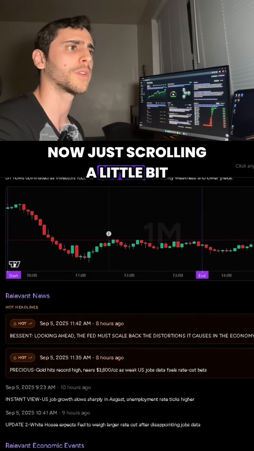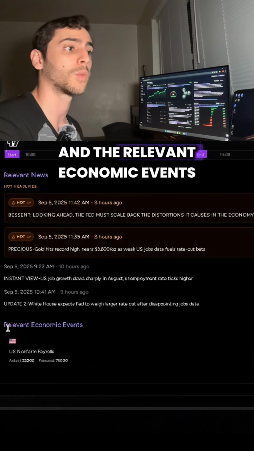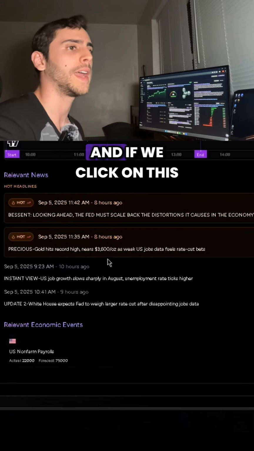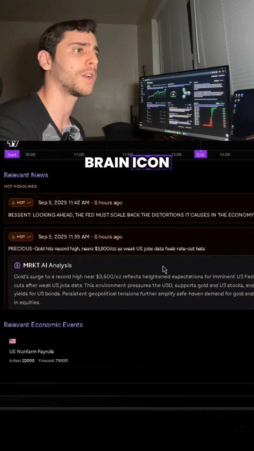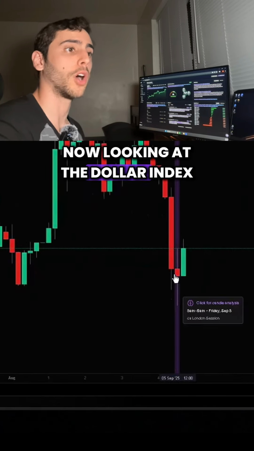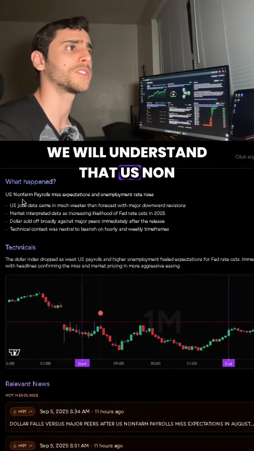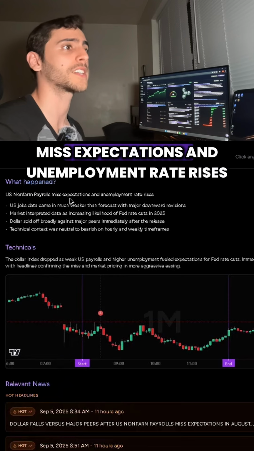Now, just scrolling a little bit more down, we're going to understand the relevant news headlines and the relevant economic events. And if we click on this brain icon, we will understand why this headline matters. Now, looking at the dollar index, if we click on this bearish candle, we will understand that US non-farm payrolls miss expectations and unemployment rate rises.